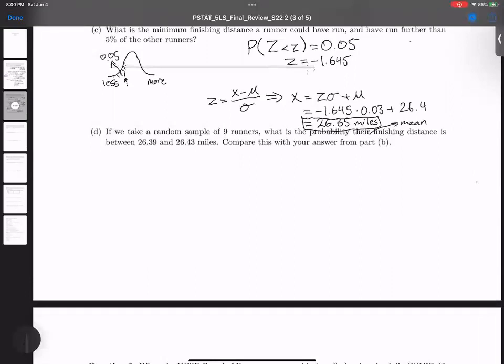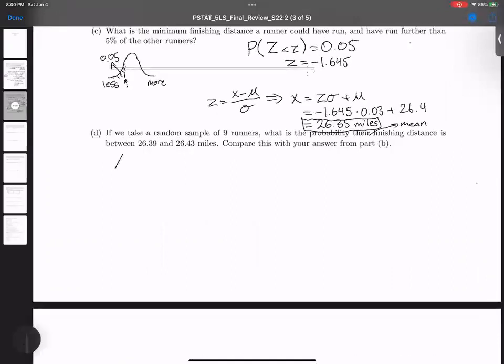So whenever we take the mean, we knew that the running distances were normally distributed. So the sample mean, x bar, is going to be normally distributed with the same mean, 26.4, and standard deviation, that was the same as the standard deviation of x, so 0.03, divided by the square root of the sample size, which is 9, which is equal to a normal distribution with a mean of 26.4 and standard deviation 0.01. Square root of 9 is 3. So we get 0.01.